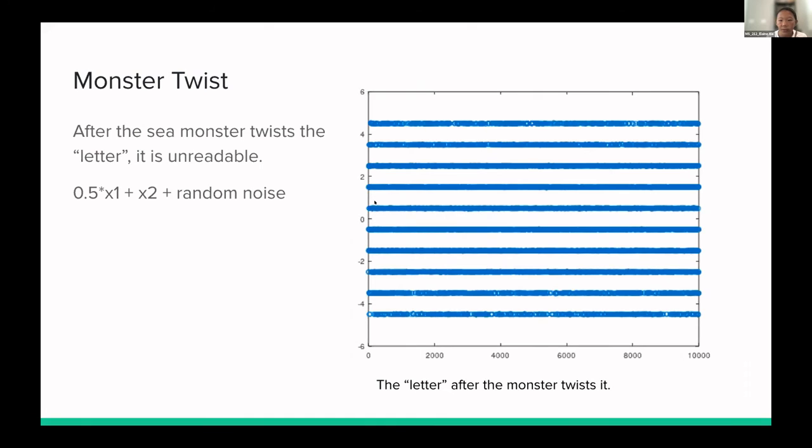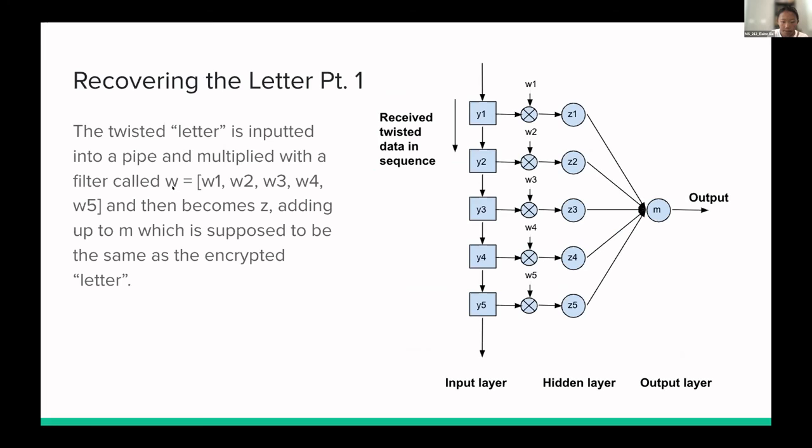The sea monster will twist each value of this formula, rendering the letter illegible. X1 and X2 are adjacent encoded symbols. The monster will halve the first value, add the second, and add random noise.